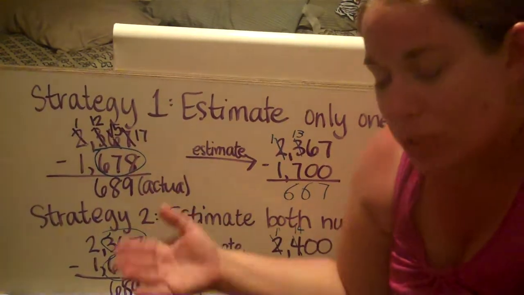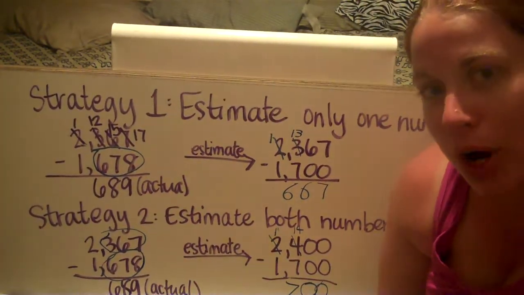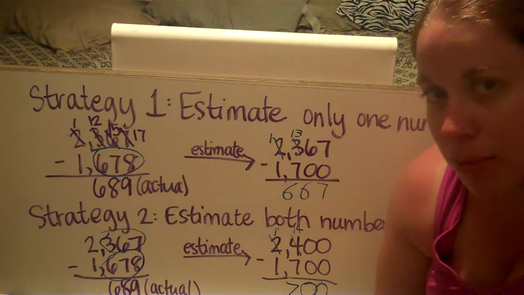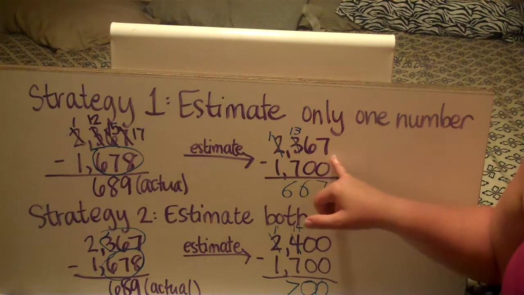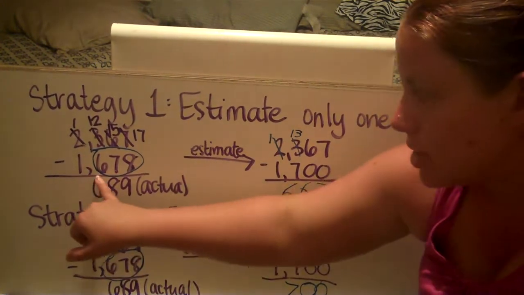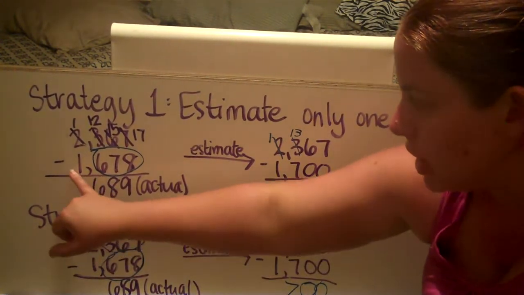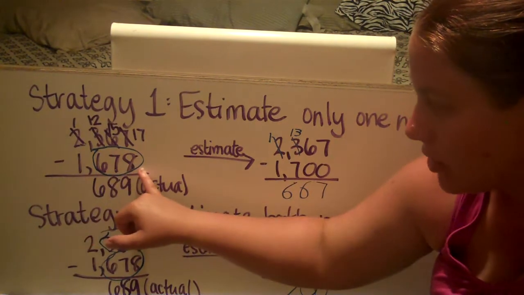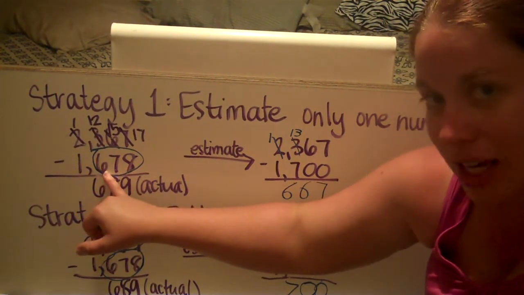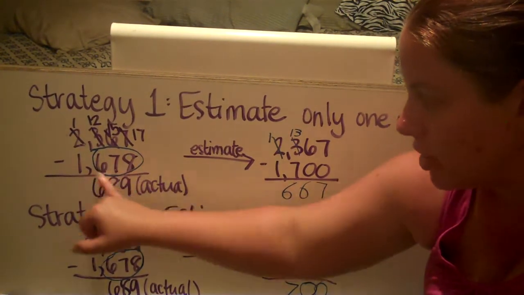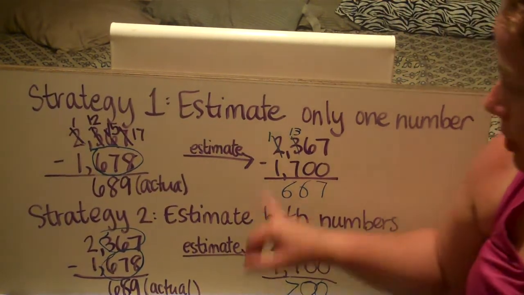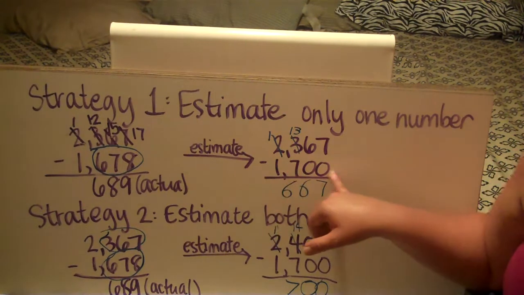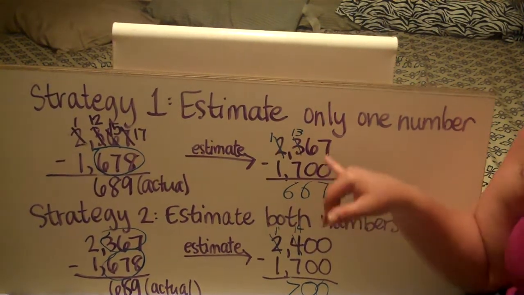So if I'm only going to estimate one number, I'm probably going to estimate the bottom number. And I'm going to keep 2,367 the same. And I'm going to estimate to my hundreds place. So I need to take 1,678. 6 is in the hundreds, so I'm going to do 678. I know that's close to 700. So I'm going to keep my 1,000, add 700, and then I'm going to subtract.